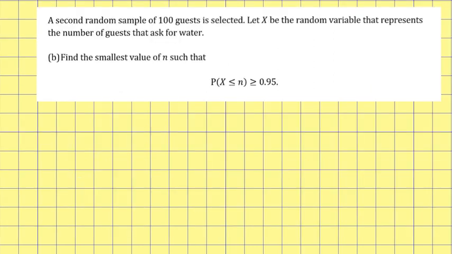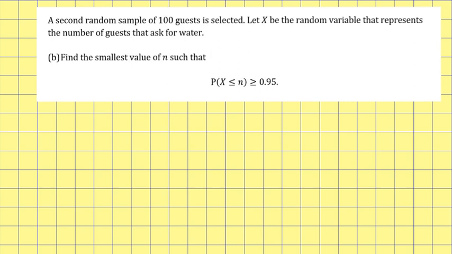Part B. A second random sample of 100 guests is selected. Let X be the random variable that represents the number of guests that ask for water. Find the smallest value of n such that the probability that X is less than or equal to n is greater than or equal to 0.95. Well, this is a reverse binomial. We know what the probability is. It's 0.95. We have 100 guests.